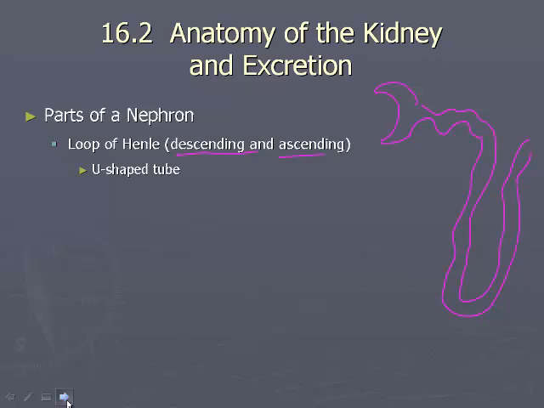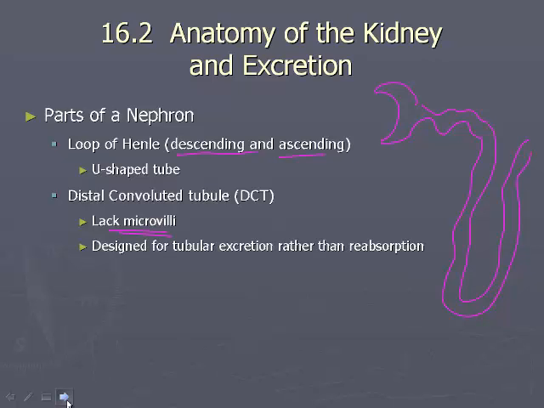So it's a U-shaped tube, obviously based on the structure. And then what it comes back up to is the convoluted tubule, which is the exiting part of the loop of Henle. These ones don't have the microvilli like the proximal convoluted tubule do, which would indicate that there's not as much absorption going on there. And so the reason why is it's meant for stuff exiting rather than being able to be reabsorbed.